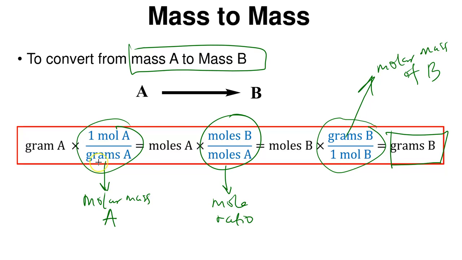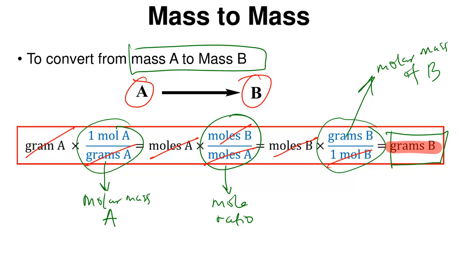Let's try to cancel. Grams of A cancels grams of A, and you're going to have moles of A. Moles of A cancels moles of A, and you're going to have moles of B. Moles of B cancels moles of B, and you're going to have your grams of B left, which is now our final answer. What we've simply done in this case is expand both to the left and to the right, to make sure it goes from mass to mass by bringing in both the molar mass of A and the molar mass of B.